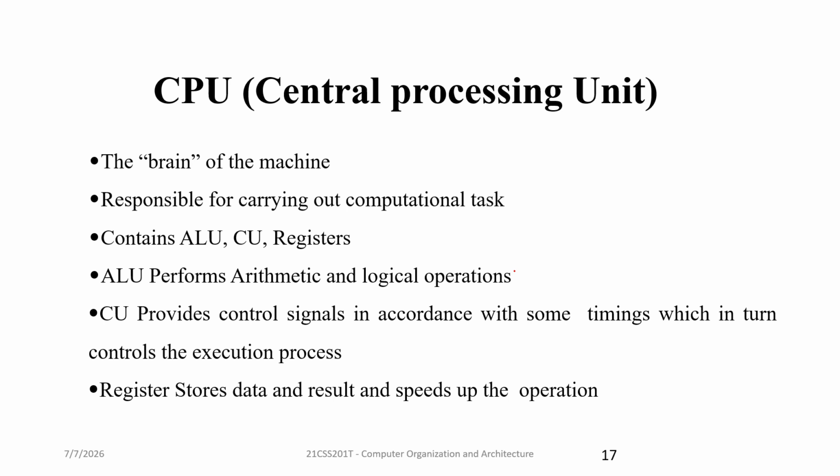What is CPU? CPU stands for Central Processing Unit. It is the brain of the machine, and it is responsible for carrying out the computational task. It contains ALU, control unit, and registers. ALU performs arithmetic and logical operations. Control unit provides the control signals in accordance with some timings, which in turn control the execution process. The register, that is general purpose register, stores the data and the result and speeds up the operation.